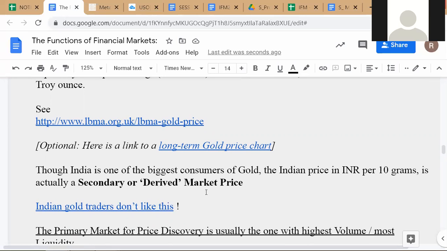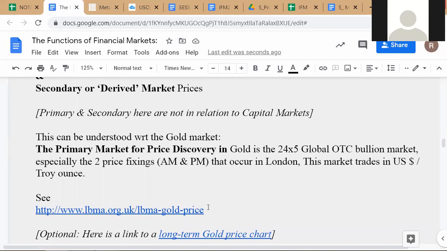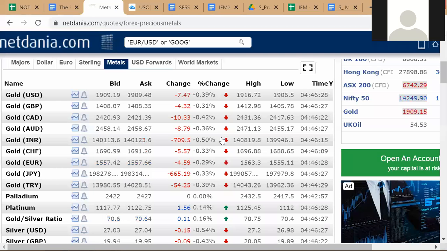But the main point is that India does not drive the gold price, although we are one of the biggest consumers. The gold price is really driven by speculative trading in the US dollars versus gold market, which is here. So the point I'm trying to make is, if you have gold, but maybe rupee is not a very good example because we are not a convertible currency country.